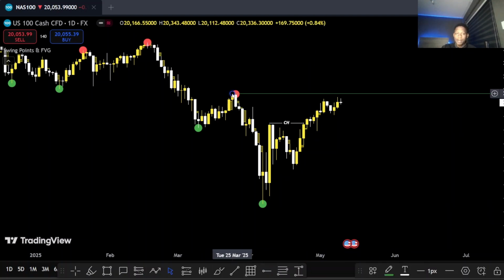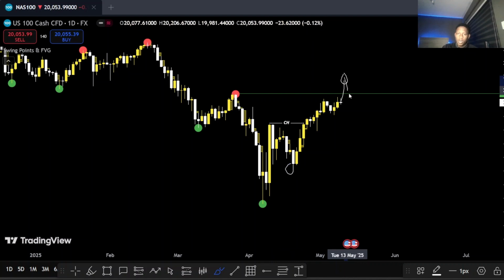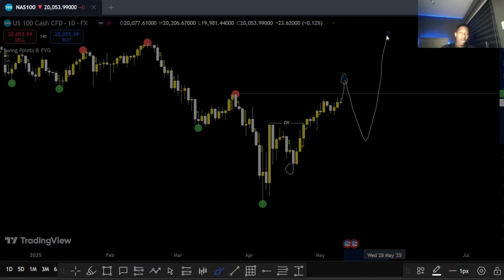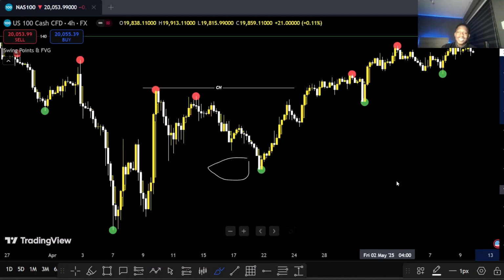So this high, I'm patiently waiting to see if Nasdaq is gonna break this high. Immediately once this high is broken, we can anticipate that this is going to be a low, this is going to be a high, and we're going to wait for price to retrace to push all the way to the top.